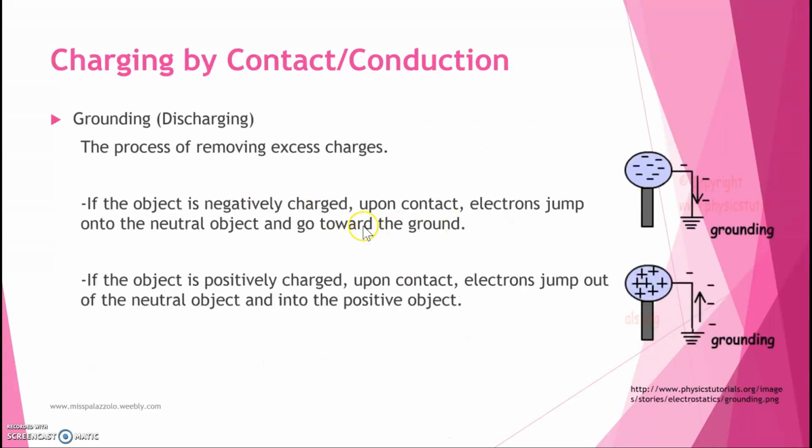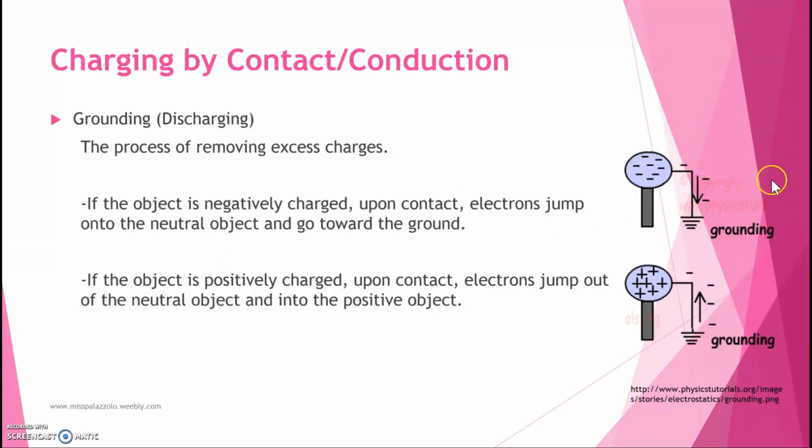Grounding is another great example of charging by contact or conduction. In grounding, you're removing excess charges, whether they're negative or positive charges that are being removed. So in this example, if the object is negatively charged, upon contact, so upon something touching the other object, the electrons will jump onto the neutral object and then go towards the ground.